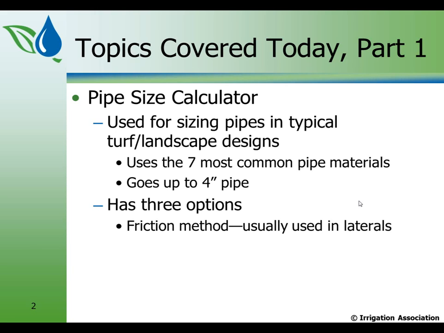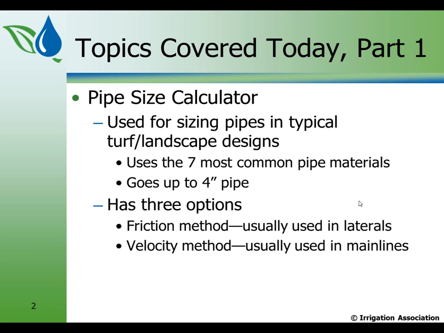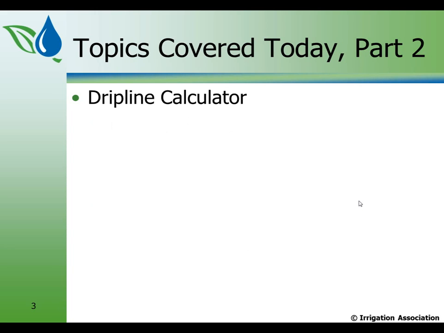It has 3 options. One is the friction method, and that's the method we typically use in lateral design. The velocity method is usually used in main lines, but we should also check velocity in our lateral designs. And the third one is an override. This method is for a user who says, okay, I don't want to use all those possible pipe sizes. I want to limit the pipe sizes, or I want to pick exactly this pipe size. It tells what the consequences are of having chosen that particular size.